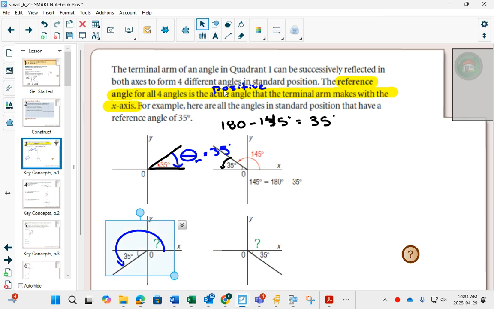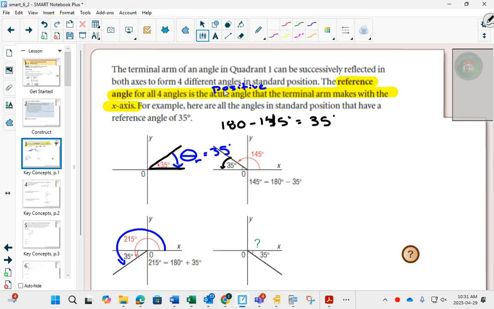So quadrant 3 gives us 215. What about quadrant 4? What mental math thing could you do to figure out that angle? It's going to be 325. What did you do? 360 minus 35. Right? To use the 35, you have to go all the way around to 360, and then you can subtract the 35. So we get 360 minus 35 is 325 degrees.